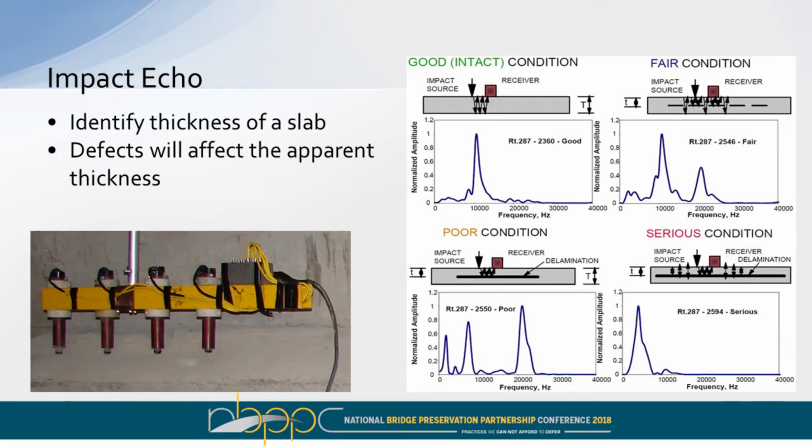Another technology that we use a lot on bridge decks is impact echo. Impact echo effectively can identify the thickness of a slab, but defects will affect the apparent thickness of that measurement. So if you're not familiar, with impact echo we make an impact on a slab, it creates a stress wave that resonates at a certain frequency. That frequency is based on the velocity of the stress wave in concrete and the thickness of that bouncing. So the thickness is the slab thickness.